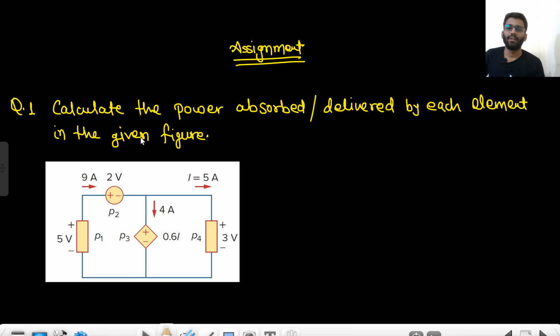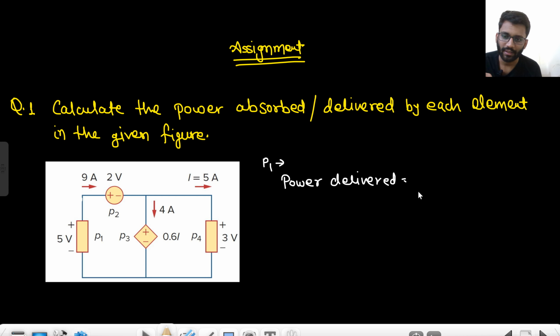You need to find the value of power absorbed and power delivered by each element in the given figure. There are four elements P1, P2, P3, P4. Tell me what P1 is doing. P1 is delivering power, right? Because the current is getting out from the positive terminal. So power delivered is V into I, 5 into 9, that is 45 watt.